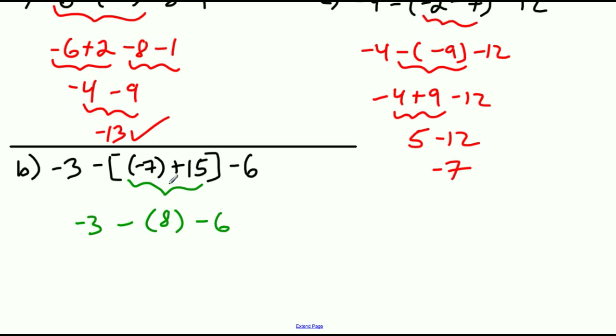Okay, so now I'm going to go ahead and do negative 3 minus 8. So again, remember what we talked about before, you can think of that as negative 3 plus negative 8. That's the exact same thing as this. So this may make a little more sense. Negative 3 plus 8 is negative 11. And then don't forget about your negative 6. So we get negative 17. Okay?